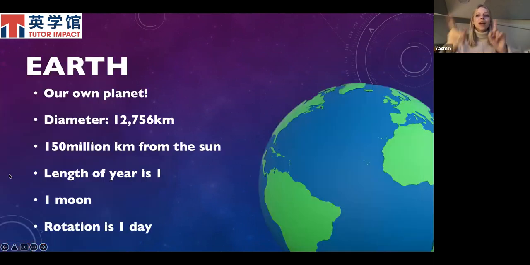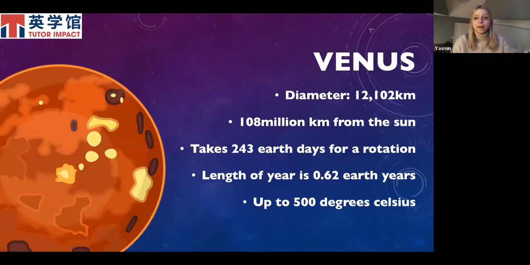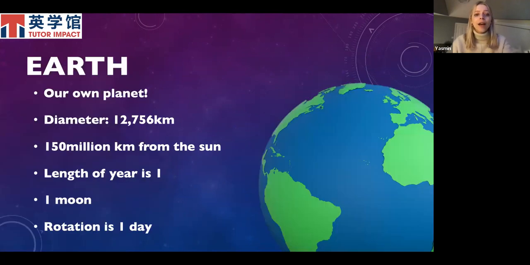So the next planet, very easy. So we have Earth. Obviously, that is our own planet. So you probably know quite a lot about it already. It's a similar size to Venus. If you look, the diameter is similarly 12,000. We've got a few more 100 kilometers on Venus, but it's a similar size. And again, it's a bit farther away from the sun, 150 million kilometers. And obviously the length of the year is 1 Earth year.